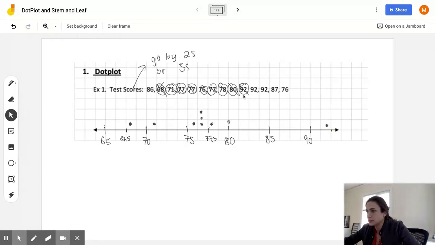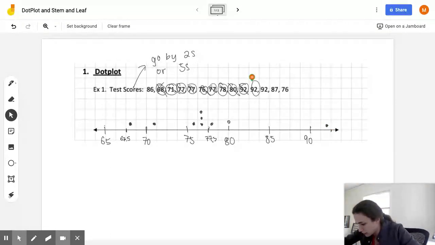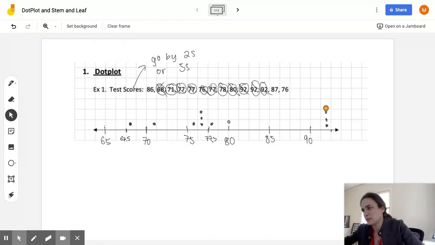So 92, there were actually 3 of them. So go ahead and put that. 1, 2, 3. They should be a little more evenly spaced, but it's not a big deal. I'm down to 3 left. I have 87, 76, and 86. Let's put on 76. I already did 76. I didn't realize there was another.